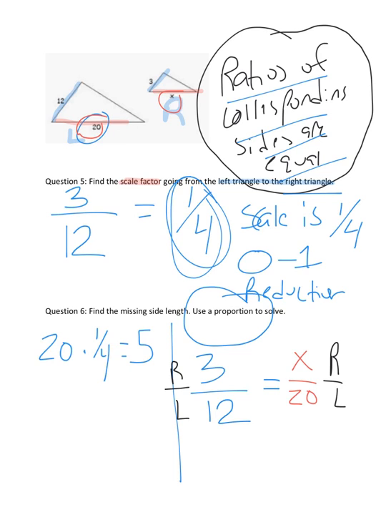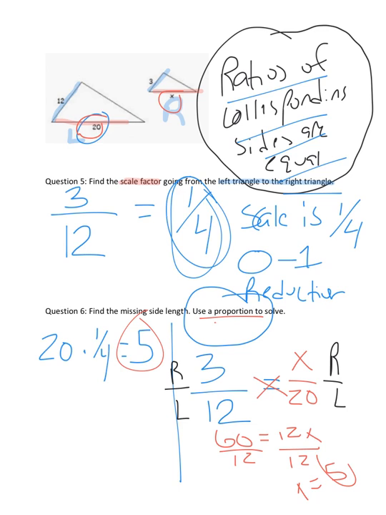So now it's proportionate. We can just cross multiply to solve. 3 times 20 is 60. 12 times x is 12x. Last but not least, we would divide each side by 12 to isolate x, and we'd end up with x equals, in this case, 5. And notice we should end up with the same answer, x equals 5.